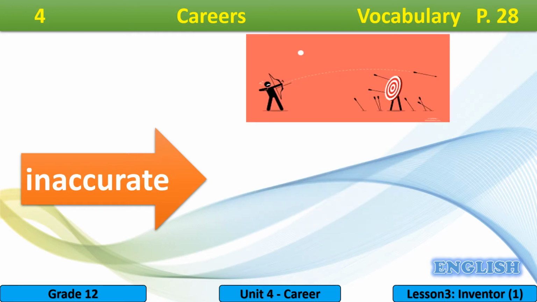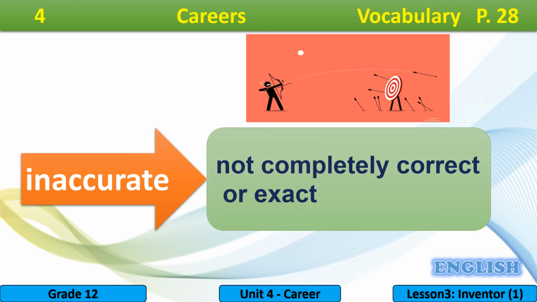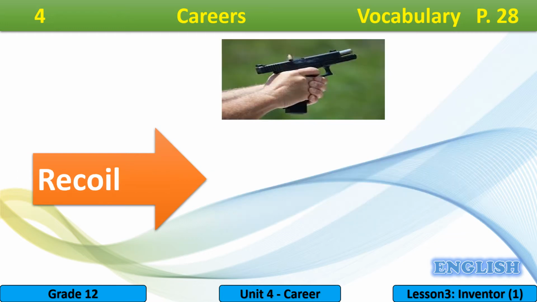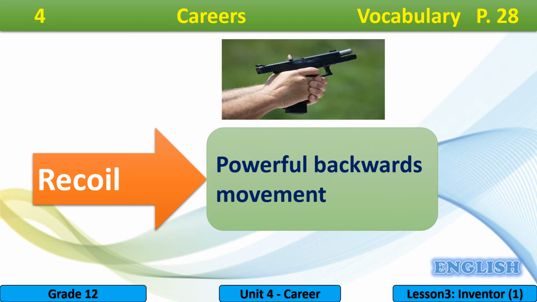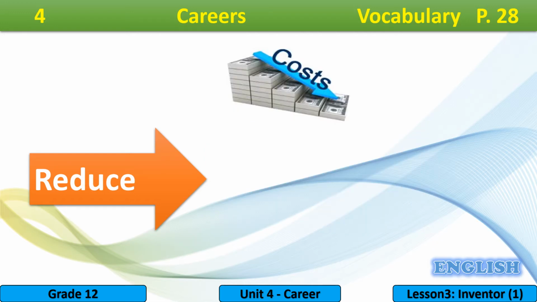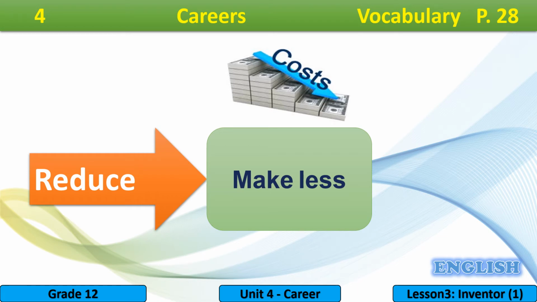The next word is inaccurate. As you can see, this guy, for example, can't shoot at the target, so he's inaccurate, which means not completely correct or exact. The next word is recoil, which means powerful backwards movement, like what happens when you use a gun. Then we have the word reduce, which means make less. If you look at the picture, the costs are getting less, so this is called reduce.